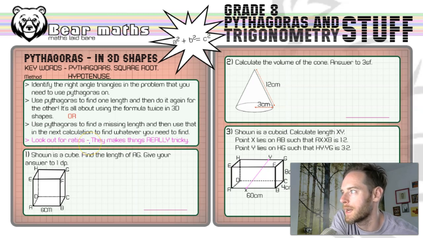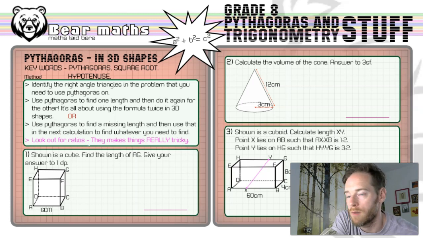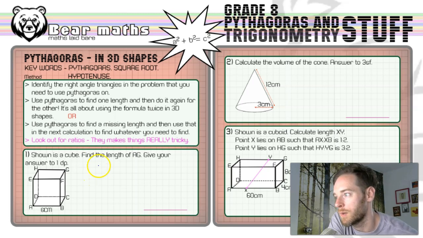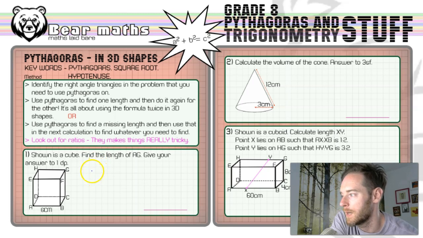Now this is some grade 8 stuff, some higher stuff, but it's all right. It's not too bad. Now identify the right-angled triangles in the problem that you need to use Pythagoras on. Use Pythagoras to find one length, and then do it again for the other. It's all about using the formula twice in 3D shapes, where you use Pythagoras to find a missing length, and then you just use that in the next calculation to find whatever it is that you've been asked to find. And I've put in pink, look out for ratios because it makes things really tricky. Anyway, let's get on with the first question.